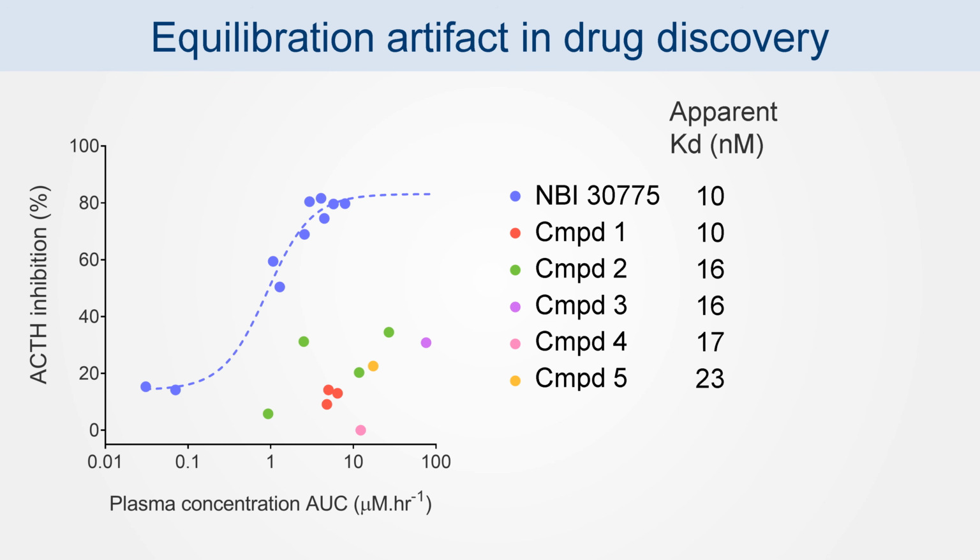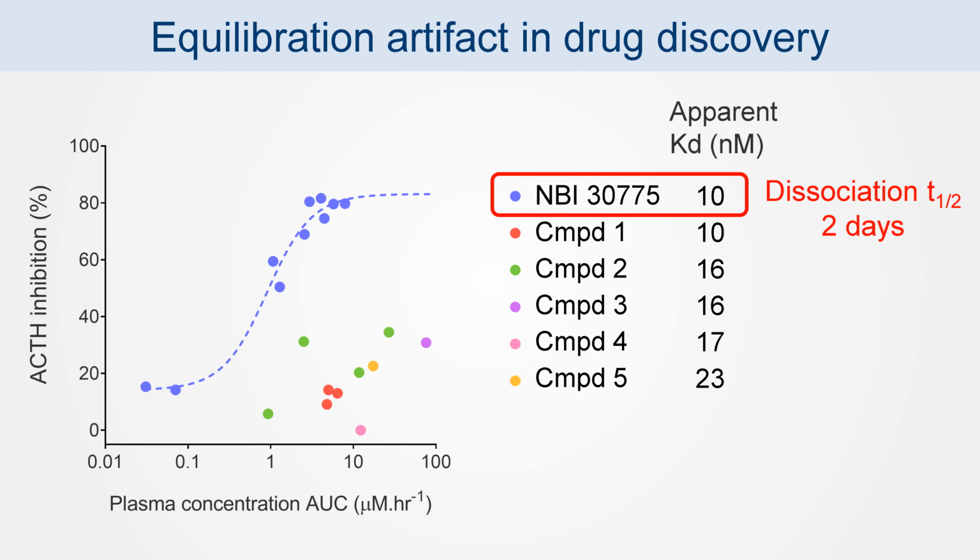At this time, we were evaluating the kinetics of the compounds, and we discovered something. Under the conditions of the in vitro assay, 30775 dissociated really slowly, with a dissociation half-time of 2 days at room temperature. The equilibration time then would be 6 days. Consequently, using our standard 90-minute incubation, this compound was very far from equilibrium, and so this affinity value here is almost certainly wrong.